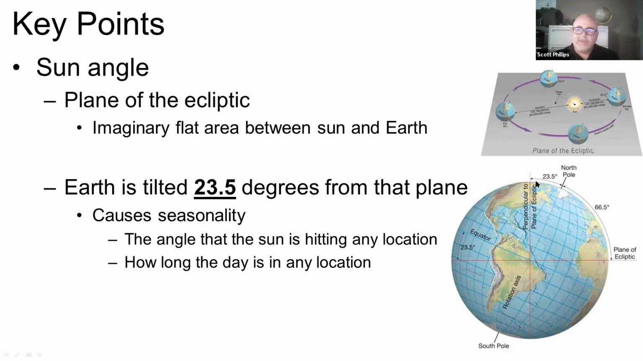And that tilt of the Earth as it moves around the Sun is what causes seasonality. It changes the angle at which the Sun is hitting any given latitude during the course of the year. And it also affects the length of days, whether we have long days or short days. So in the summer we have longer days, winter we have shorter days.